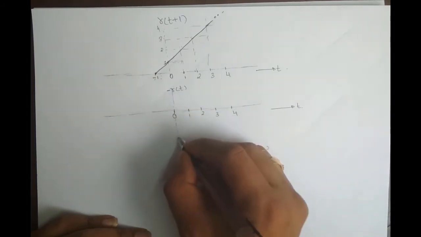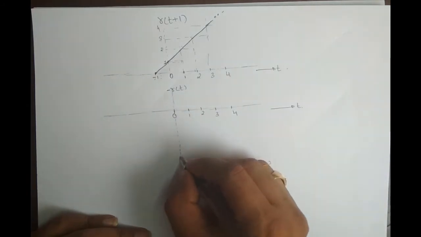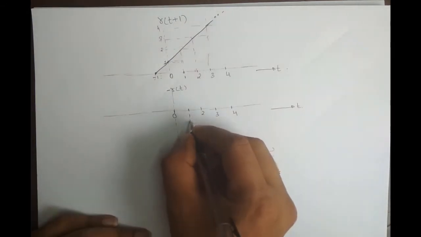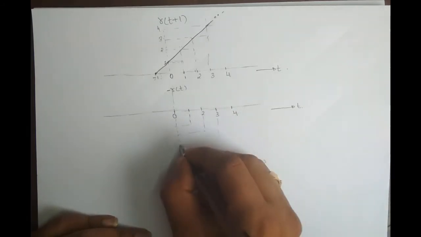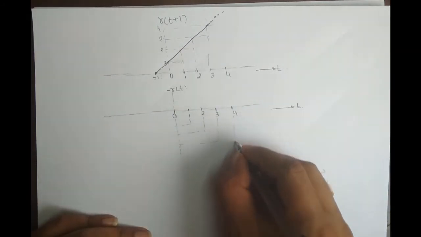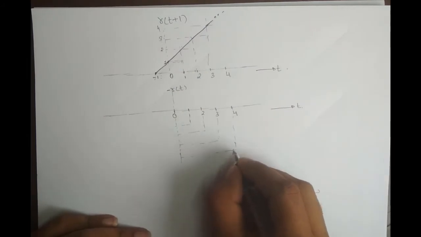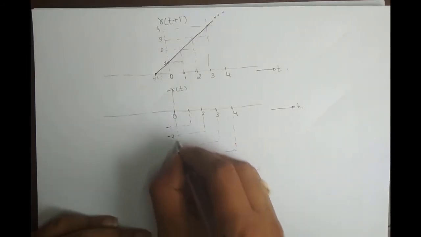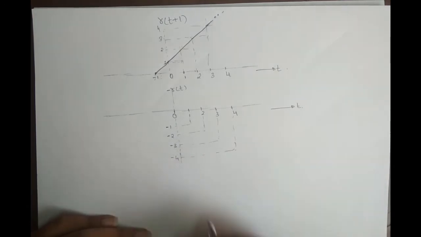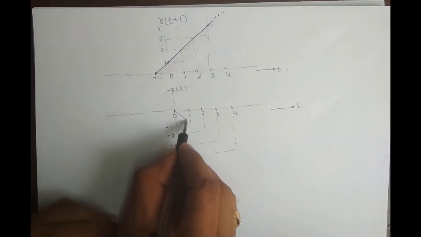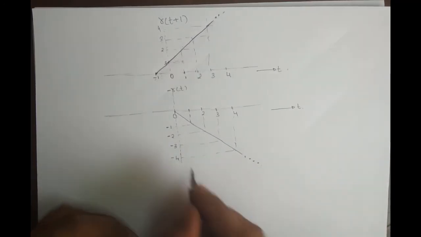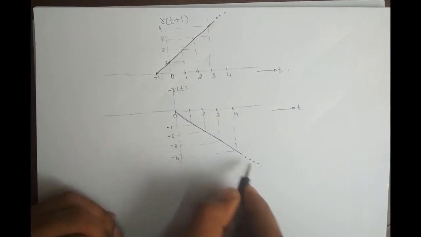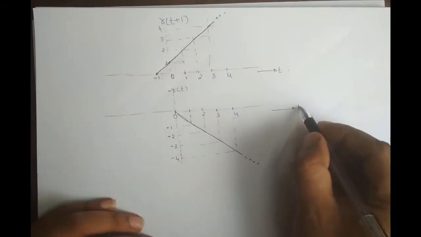Since it is minus of r of t, amplitude goes to negative. So let me just align the amplitude and time in the negative side. This is amplitude minus 1, minus 2, minus 3, minus 4, and goes on, right? Okay, this is the signal minus of r of t. At t is equal to plus infinity, amplitude goes to minus infinity.